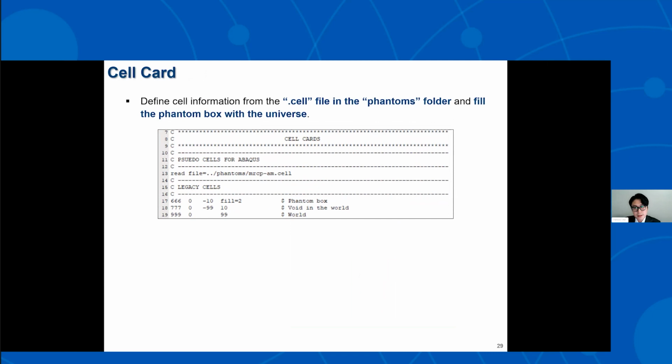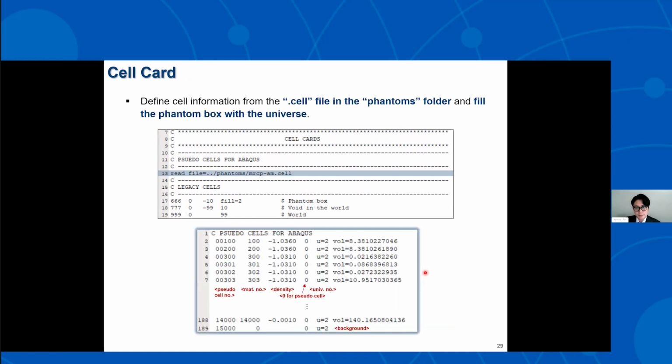There are many contents that need to be entered in the cell card as well. So the cell file for the pseudocells, which are the cells for the organs and tissues, was written separately in the phantoms folder. The process for setting the organs and tissues is the same as the general MCNP cell process.